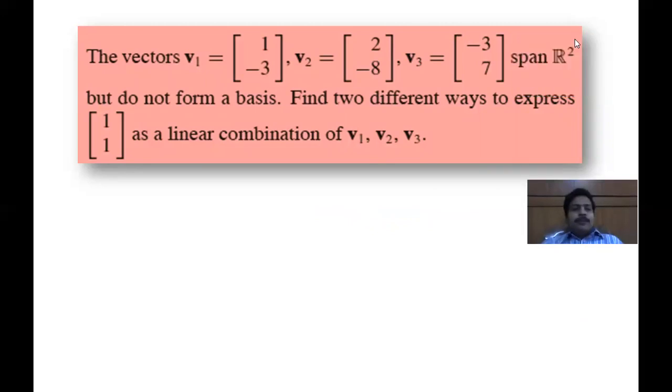This is one more problem. The vectors V1 is equal to 1, minus 3, V2 is equal to 2, minus 8, V3 is equal to minus 3, 7, span R2, but do not form a basis. Find two different ways to express the vector 1, 1 as a linear combination of V1, V2, V3.